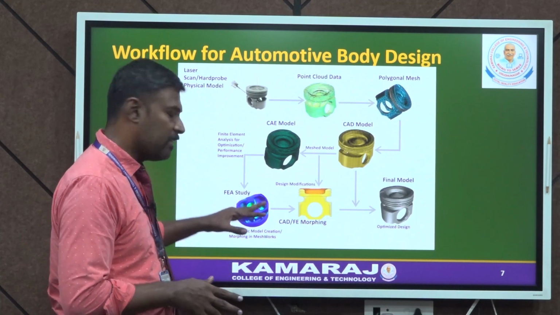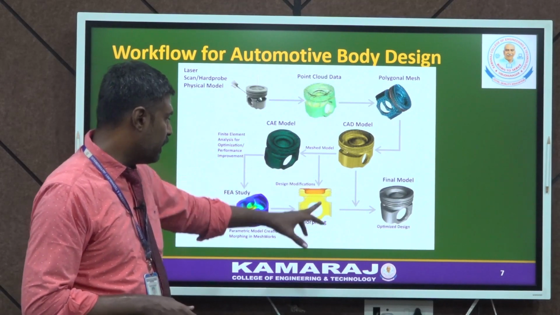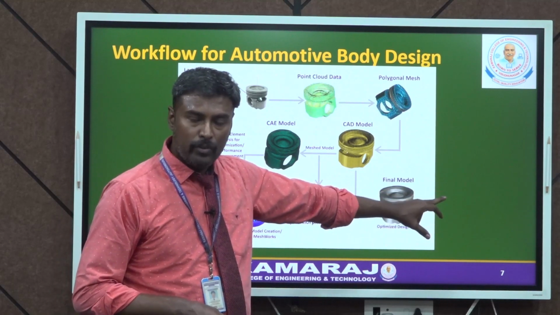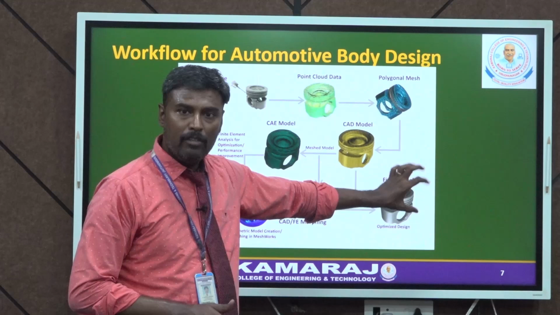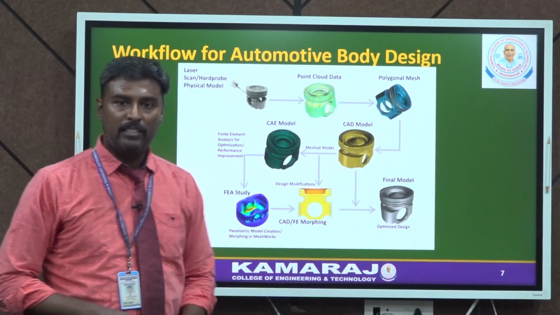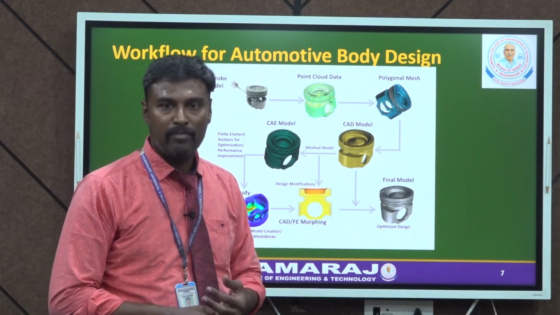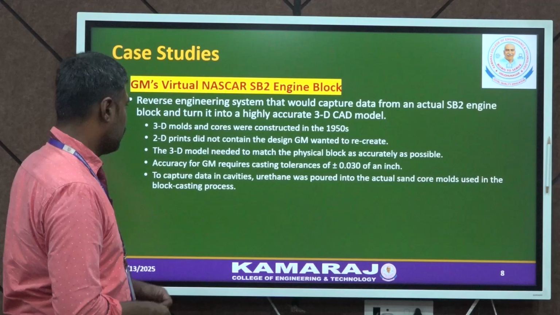Based on this, we will get the data of the finite element analysis, and once the CAE analysis is done, we have to make some design modifications, and the final CAD model will be done, with which we can finally attain the optimized design. Once this optimized CAD model is ready, it will be used for the final optimized manufacturing process, using traditional conventional, non-conventional, or additive manufacturing processes. These are the process flows of the automotive sector.